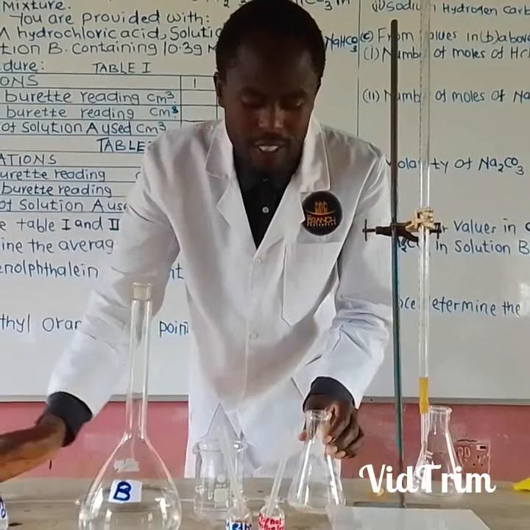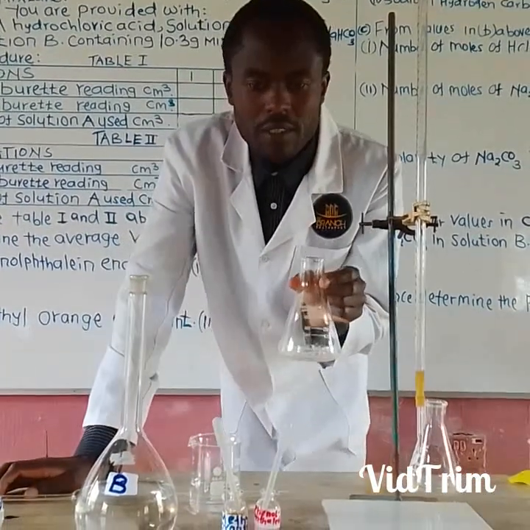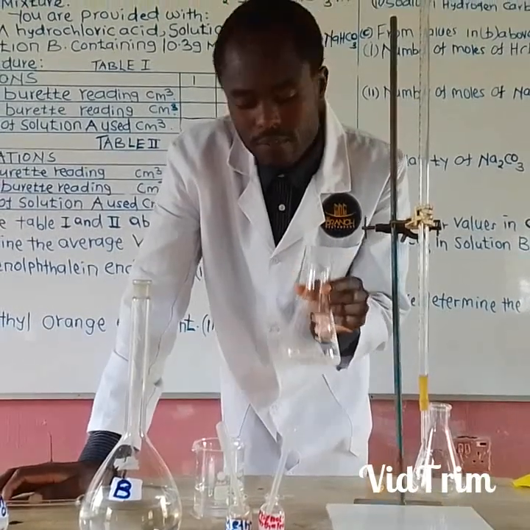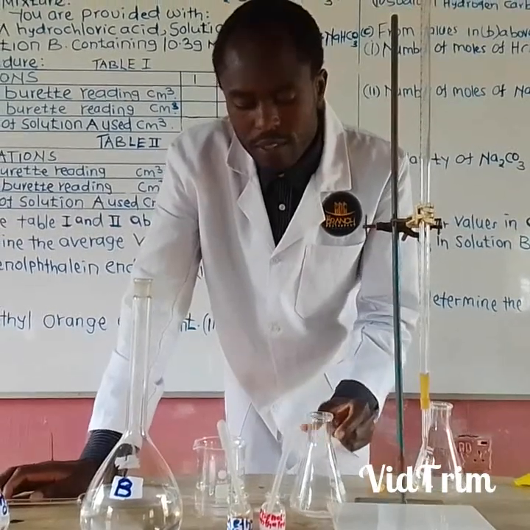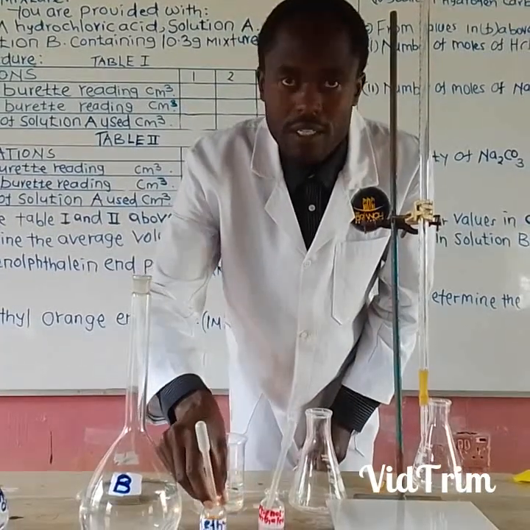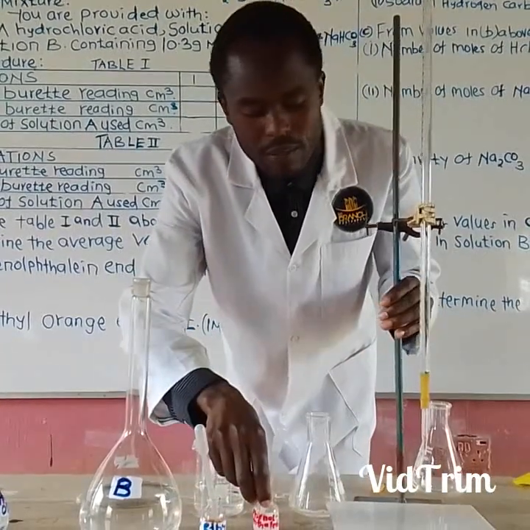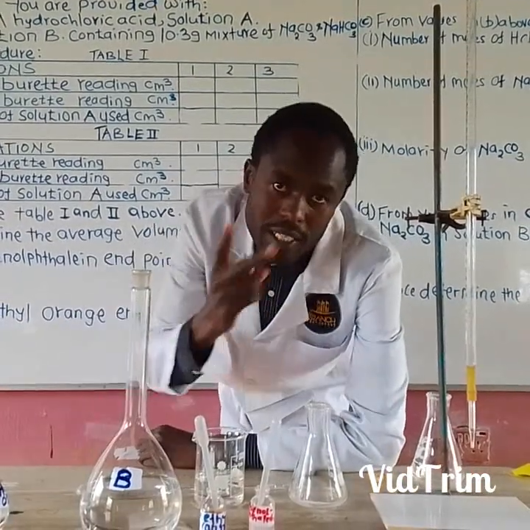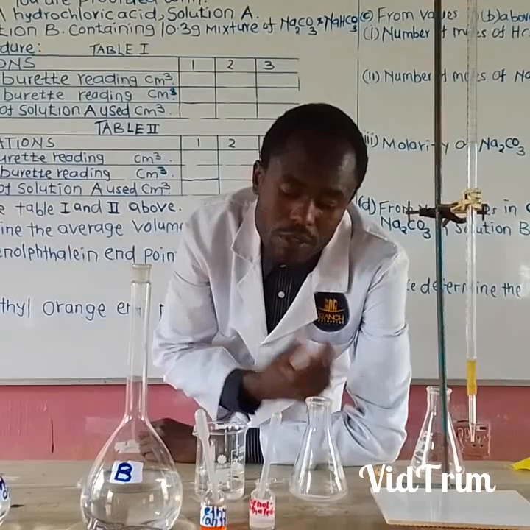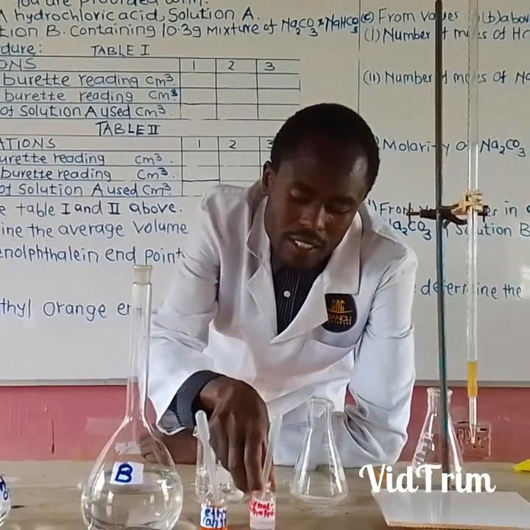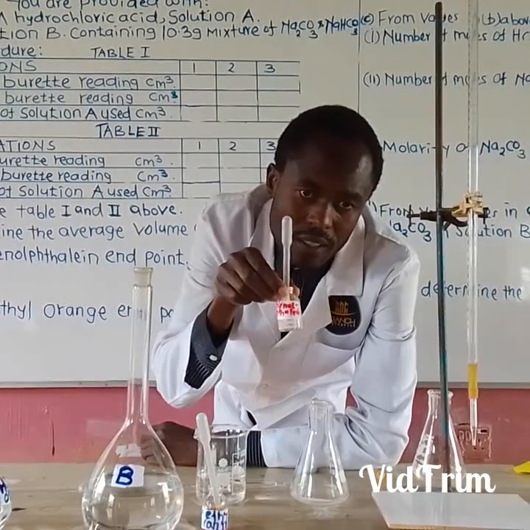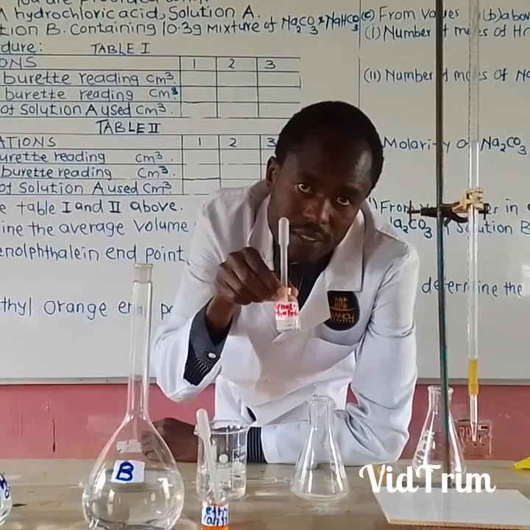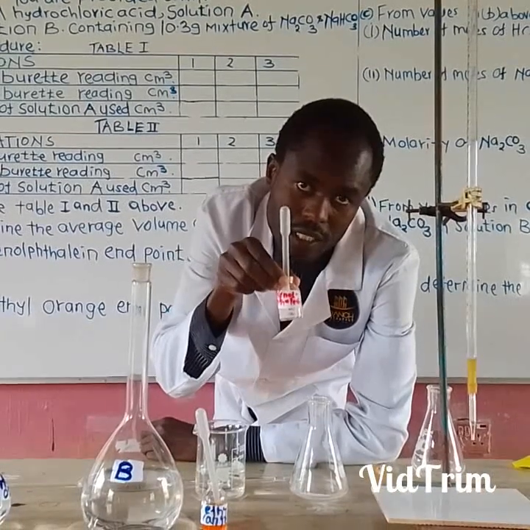So I've transferred solution B in, and the volume of solution B is 25 mLs. Then we have been talking of the double indicator method. Double indicator method means we are going to use 2 indicators. In this case, I'm going to start using phenolphthalein indicator, and as I titrate, I fill table 1.